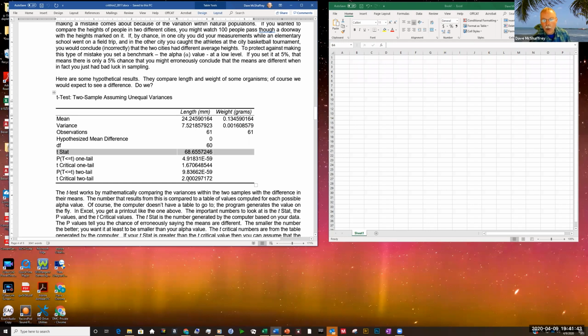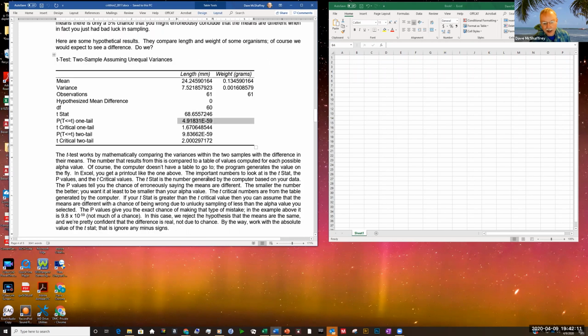What is our chance of being wrong? Well, remember, we were going to be happy if our value was less than 5%, 0.05. Well, in this case, our chance of being wrong is 4.91 times 10 to the minus 59. So you'd have to put 59 zeros after the decimal point in front of that 491. That is a very, very small chance, okay? A snowball in hell would have a better chance than that, I think.